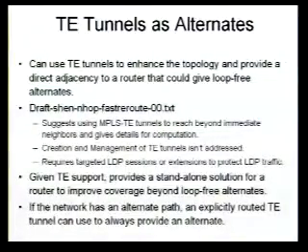The third idea for improving coverage is to use TE tunnels as your alternates. You can use TE tunnels to enhance your topology and provide a direct adjacency to a neighbor, to a router that could give you loop-free alternates if it were a neighbor. And if you already have TE support, it's a standalone solution to give you improved coverage. And it does have the benefit that if anywhere in the network there is an alternate path, then you can use an explicitly routed TE tunnel to actually provide that alternate.